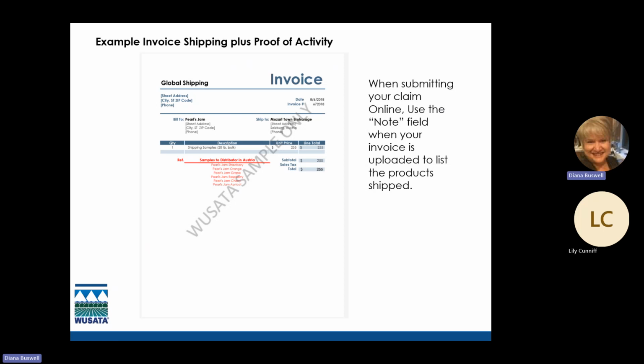And these next couple of slides are just samples of what we're looking for on an invoice. I believe this particular invoice is going to Austria, yes, Austria, and they have their list right here on the invoice. Since we are using the online claim submission, you can just use the note field for that as well when you're submitting your claim.